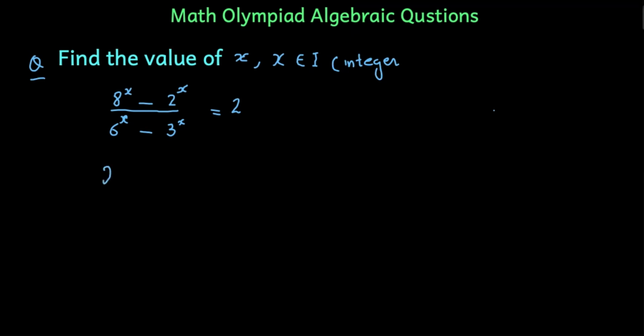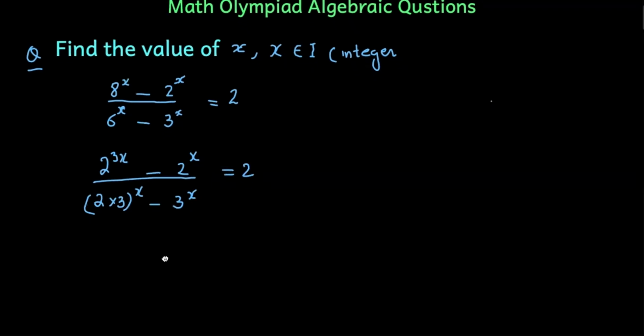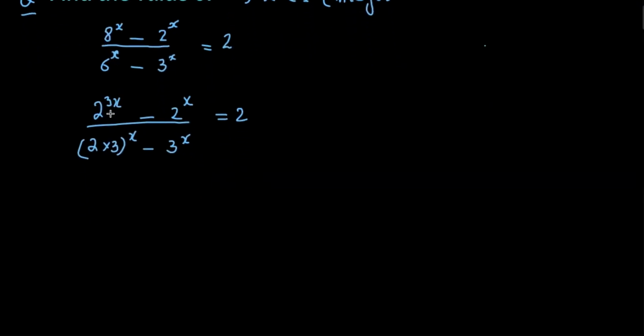Firstly, when we factorize it, we get 2 power 3, and that becomes 2 power 3x minus 2 power x, and 6 you can write as 2 into 3, so that's 6 power x minus 3 power x. Now that's equal to 2. Now you can write it with 2 power x taken as a common.